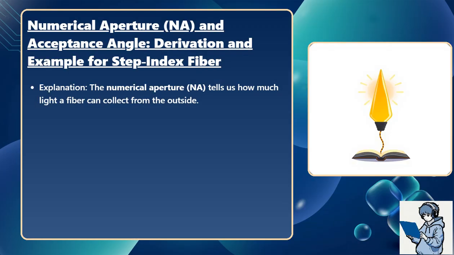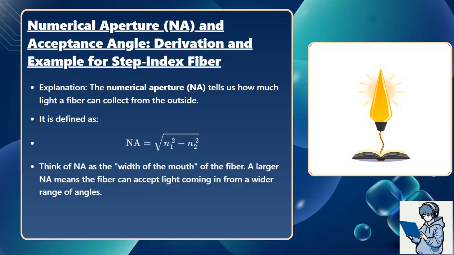Explanation: the numerical aperture NA tells us how much light a fiber can collect from the outside. It is defined as NA = sqrt(N1² − N2²). Think of NA as the width of the mouth of the fiber. A larger NA means the fiber can accept light coming in from a wider range of angles.